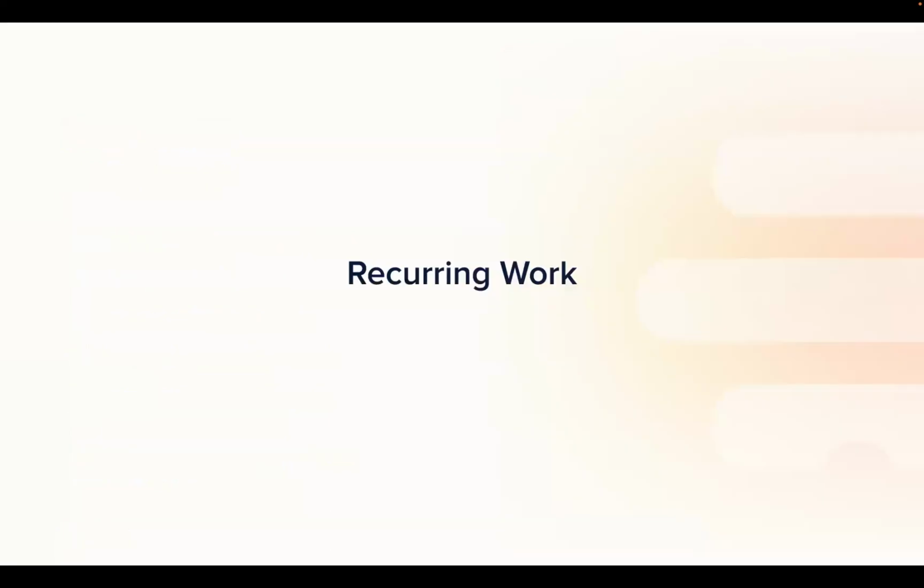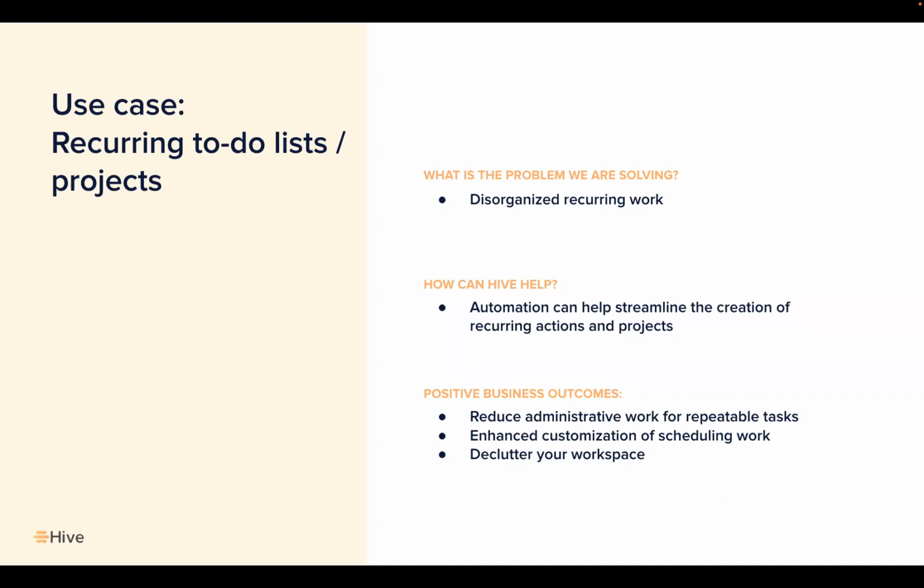After that, we're going to cover recurring work. So recurring work really focuses on the to-do list as well as recurring projects. So solving some of that disorganization around tasks that you know you need to do on specific cadences. Automation can help streamline the creation of these actions and projects. Some of the outcomes there are to reduce administrative work for these repeatable tasks, as well as enhance the customization of scheduling that work, and of course, decluttering your workspace.